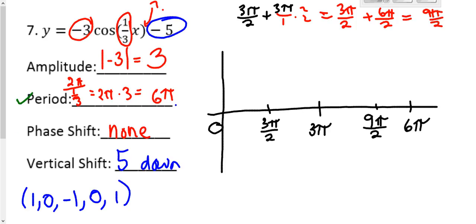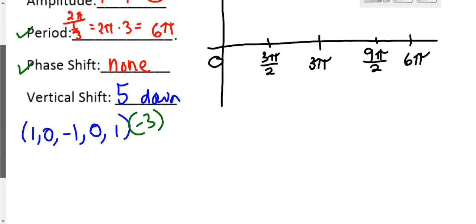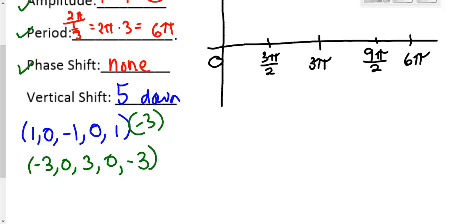Okay, so we've taken care of that. We have taken care of the period. There's no phase shift. So the amplitude, remember, careful with a negative number in front of the equation. We take the absolute value to find the amplitude because amplitude asks for the height. However, if there's a negative in the original equation, we need to account for that. So we are going to multiply all of this by a -3, not just a +3. So this pattern becomes -3, 0, +3, 0, -3. So we've got the amplitude.